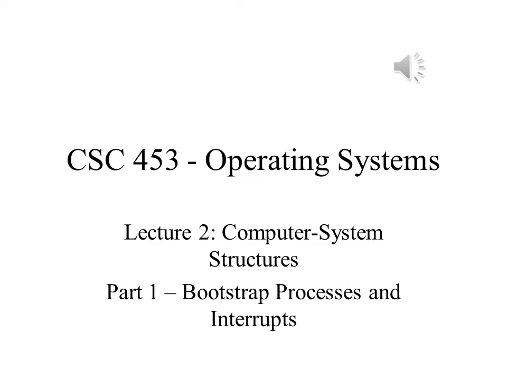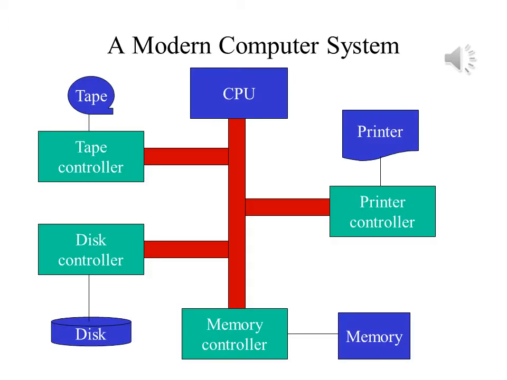In part 1 of lecture 2, we will discuss bootstrap processes and interrupts. There are many parts to a modern computer system, many of which are represented here. In addition to the CPU, the brain of the computer, there is main memory and various input-output devices, all of which are connected through controllers or interfaces.